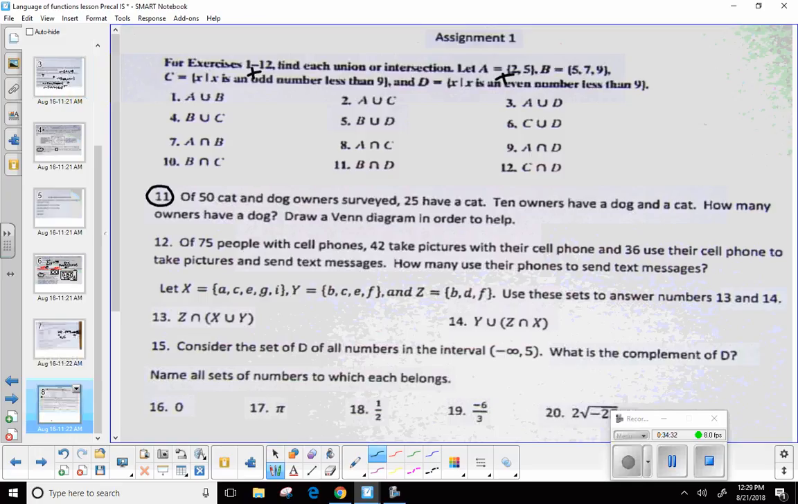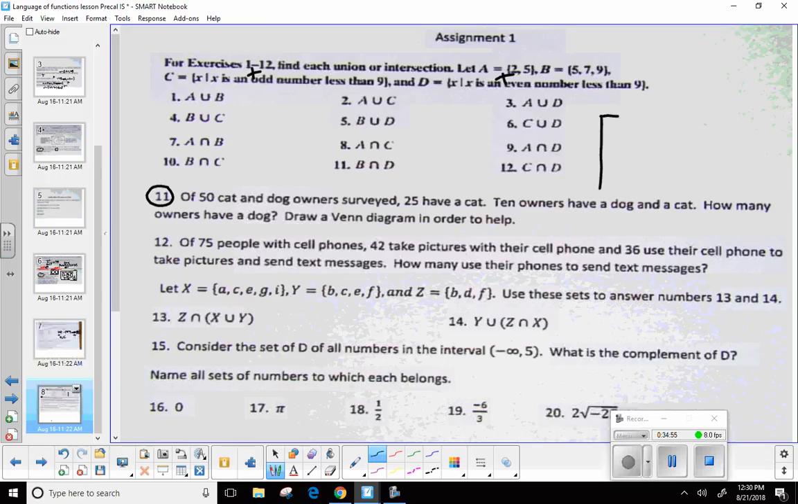Now, the other classes decided they wanted to work number 11 together. Do you guys want to work one together, or do you feel confident? Okay, let's go ahead and take a look. It says, of 50 cat and dog owners surveyed, 25 have a cat. 10 owners have a dog and a cat. How many owners have a dog? Draw a Venn diagram in order to help.